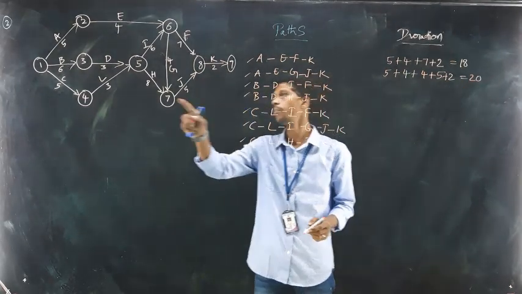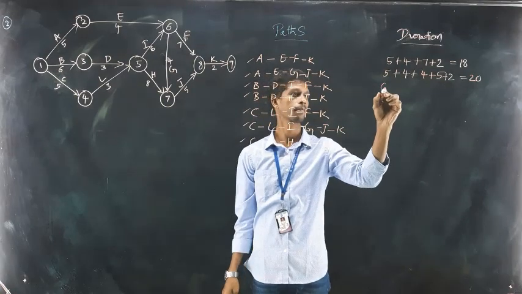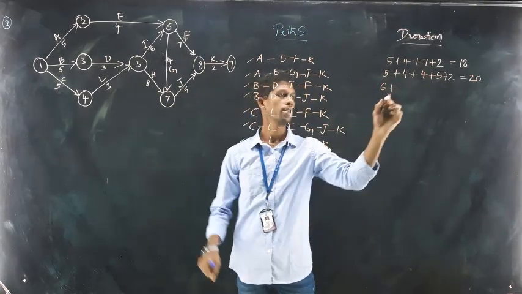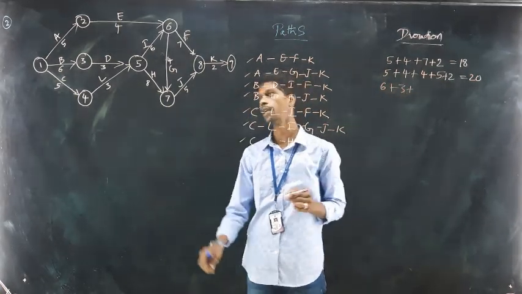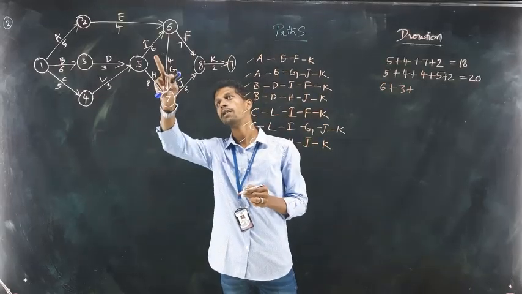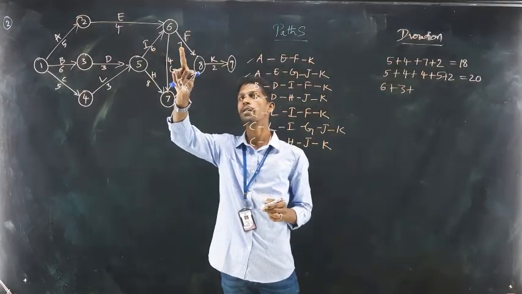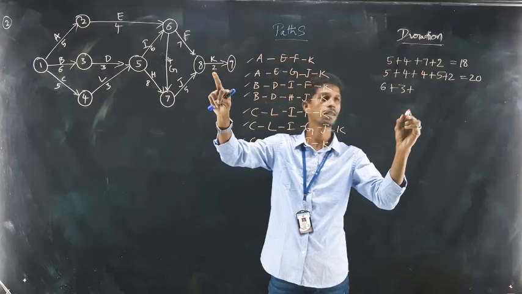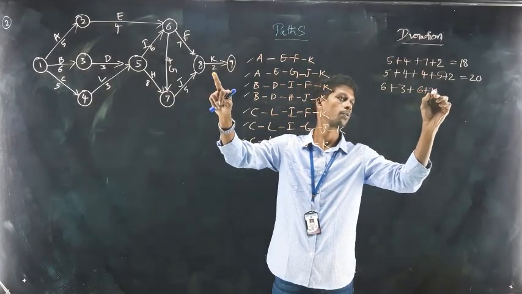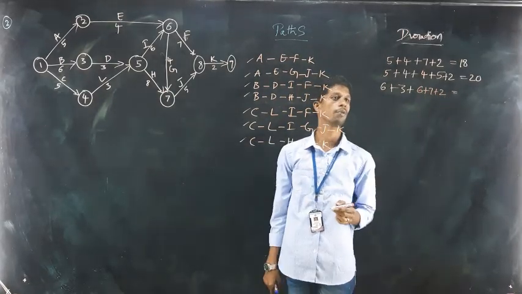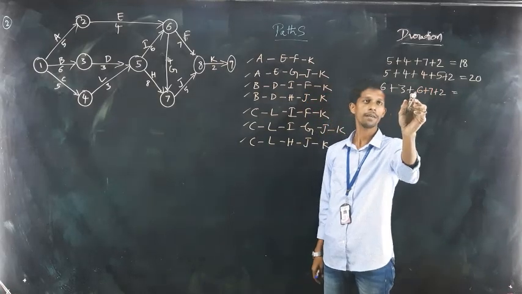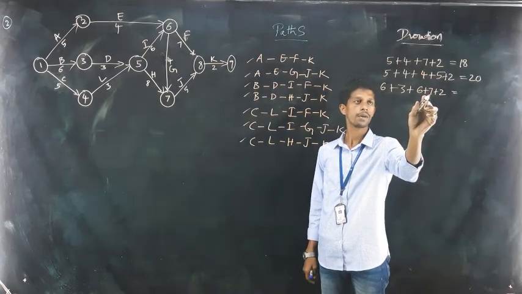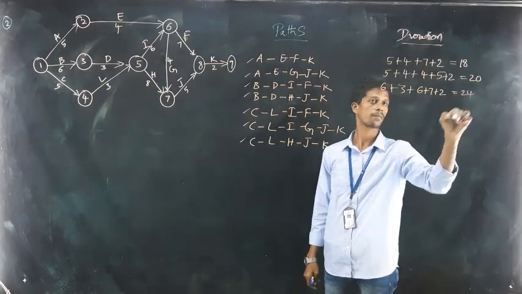Okay, next one. B 6 days and D 3 days. Next I, F, K. So I value 6, F value 7, K value 2. 6 plus 7 plus 2. Okay, how much is it? So it is 9, 15, 22, 24 days.